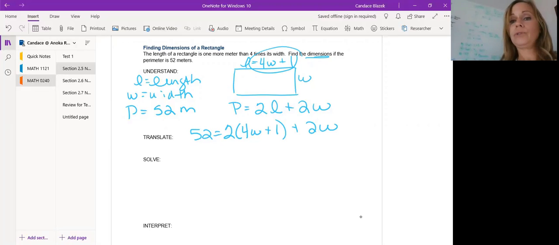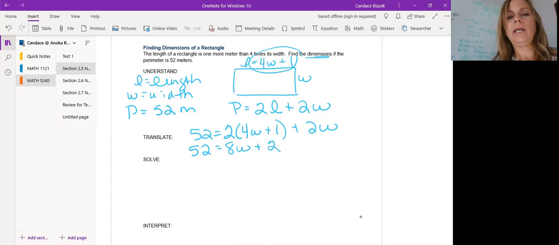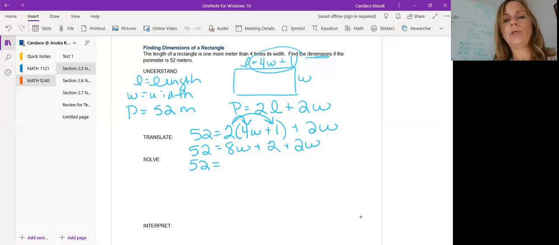And the next thing we need to do is to solve. I notice that I have a little simplification to do on the right. So we'll have 52 equal to 8W plus 2. What I did is I distributed, I used the distributive property, and I multiplied the 2 times the 4 for 8W and the 2 times the 1. So I cleared parentheses that way, but now forget that 2W at the end. I'm now going to continue to simplify the right and combine like terms. So 8W plus 2 more W's gives me 10W. Bring that 2 along.